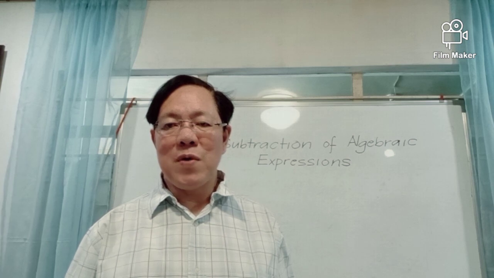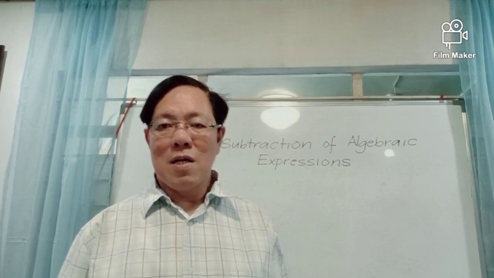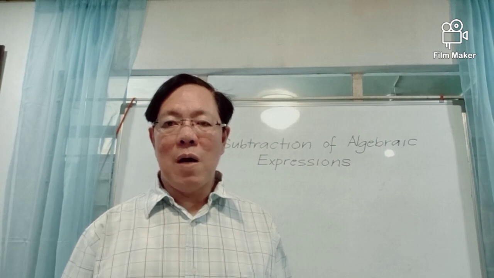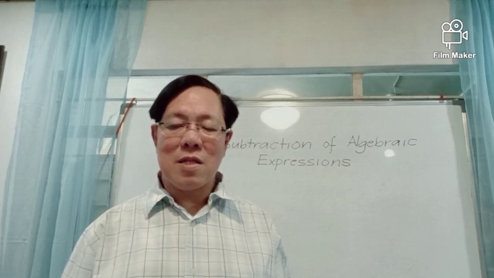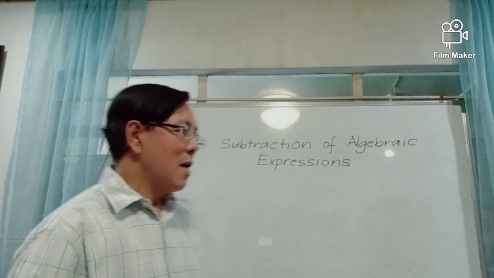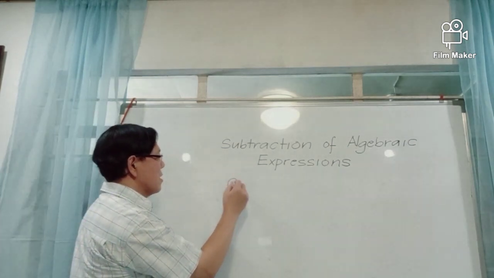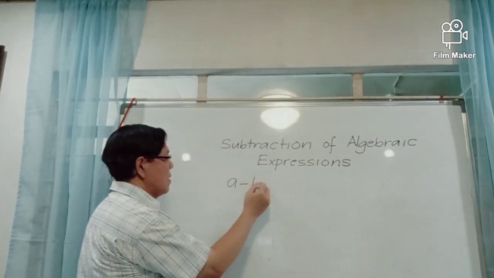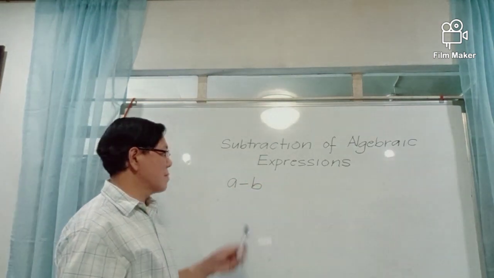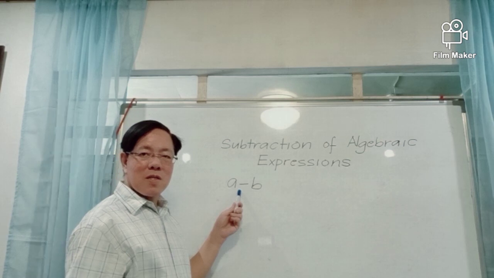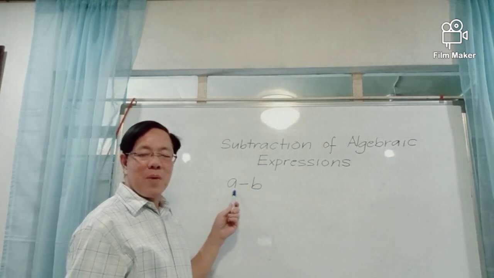Subtraction of algebraic expressions can be defined in terms of addition of algebraic expressions, just as we learned from arithmetic that the difference of two real numbers can be defined as the sum of two real numbers. For instance, we have this expression A minus B. The operation here is subtraction. That means we subtract B from A.